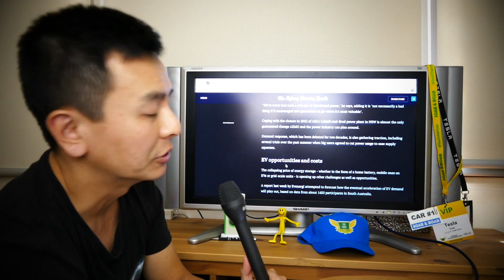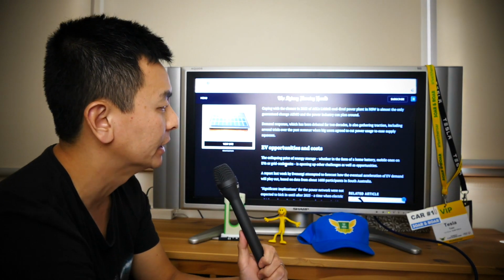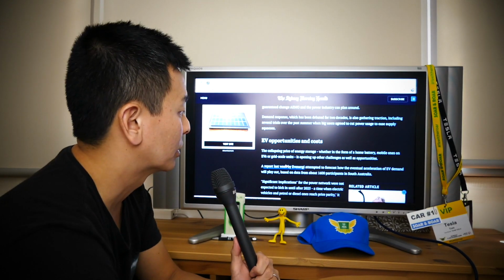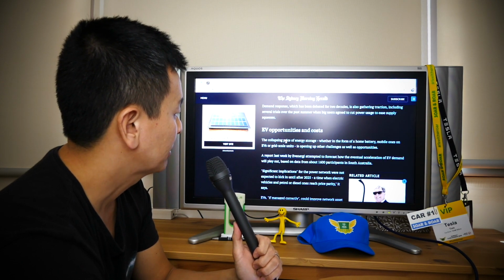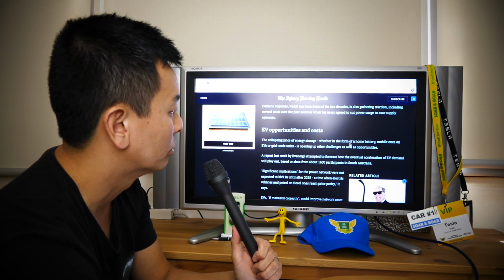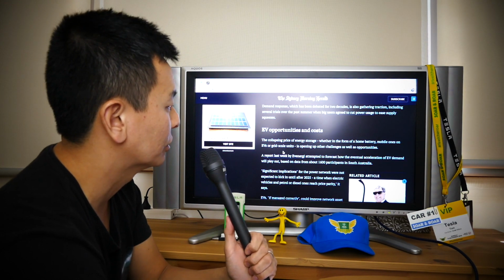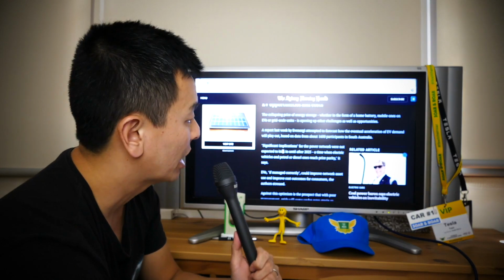Very complicated, the energy grid, really, and particularly now with renewables helping to feed in the grid. But hopefully we see more renewables and better management, really, all across the country. EV opportunities and costs. Collapsing price of energy storage, whether in the form of a home battery, mobile ones on EVs or grid-scale units, is opening up other challenges as well as opportunities. That's kind of what I'm saying. There needs to be better management of power in this country.